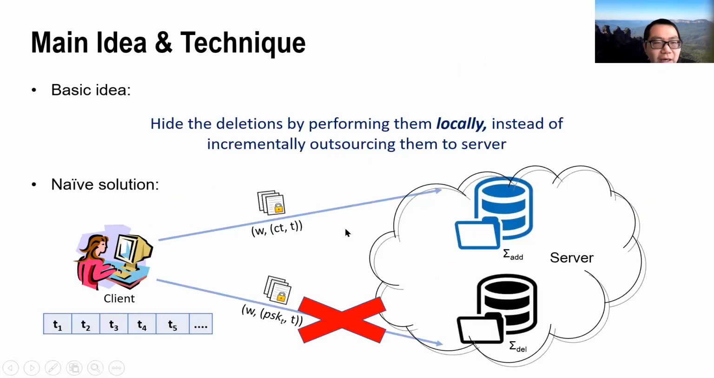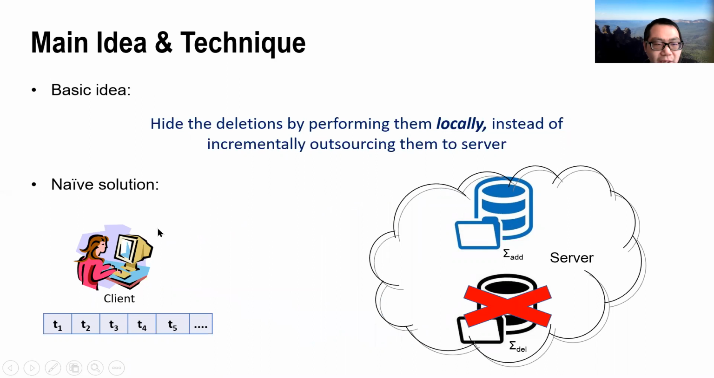To achieve a higher-level backward privacy, our basic idea is to make the deletions oblivious to the server by performing the deletions locally instead of incrementally outsourcing them to the server. With this idea in mind, a naive solution is to execute the punctured encryption-based approach in the following way. The insertion process is exactly the same as before. But when the client wants to delete a document containing a keyword, she first generates the associated tag and then records this tag locally.